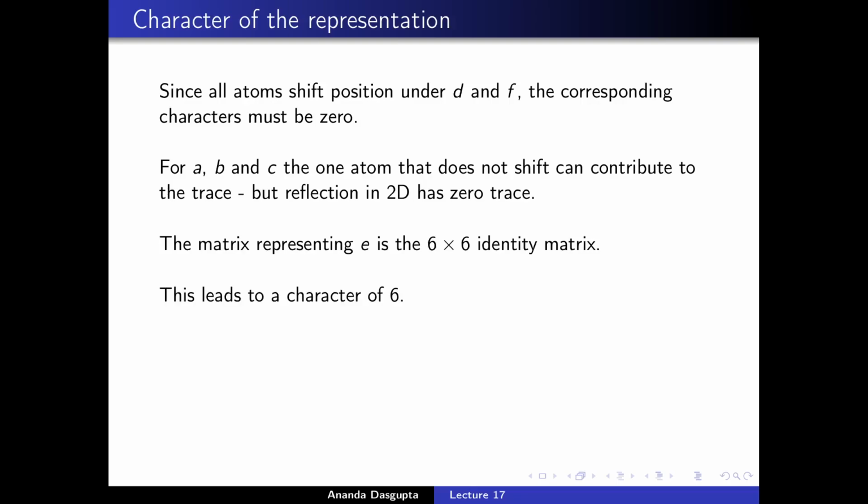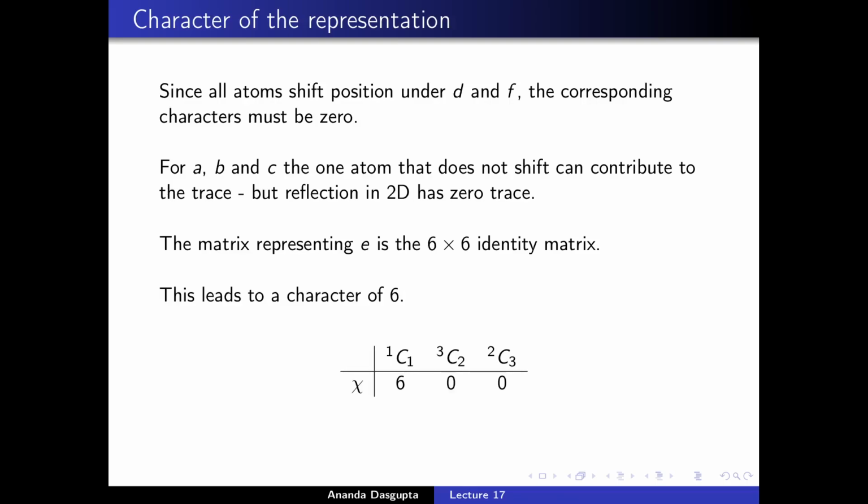So we end up with this final result that for D, E and F, and A, B and C, the character is 0, whereas the only element with a non-zero character in this particular case is the identity, and that has a character of 6. So this is what the character table looks like.